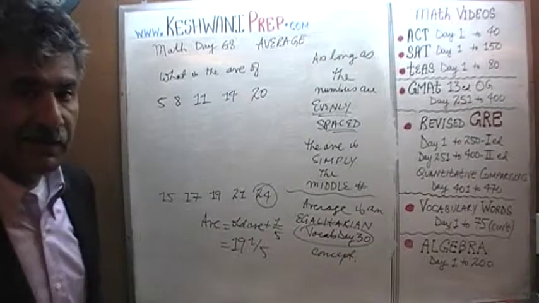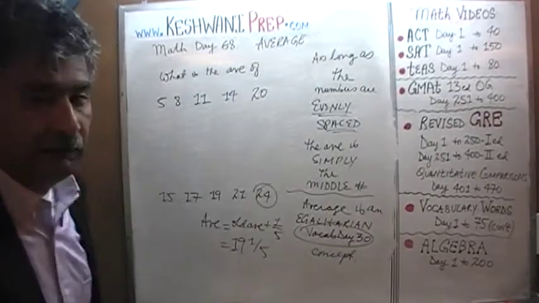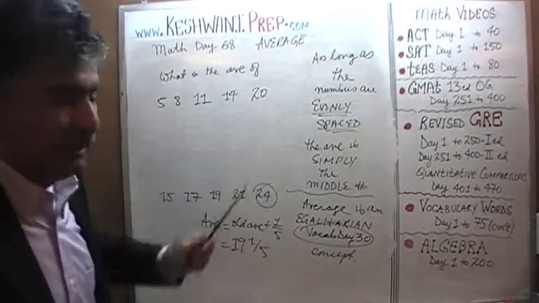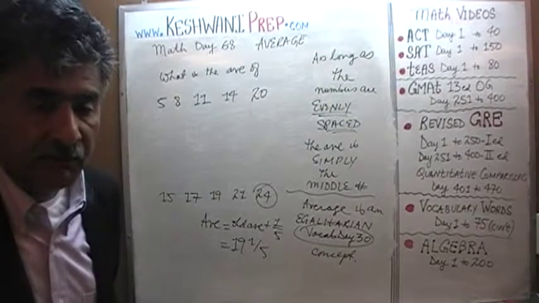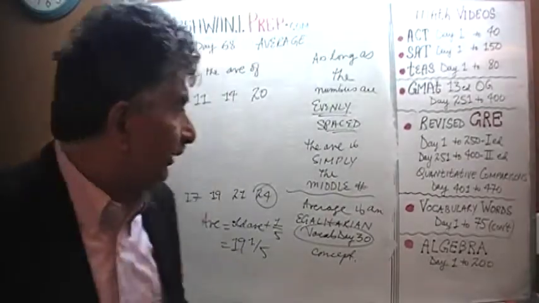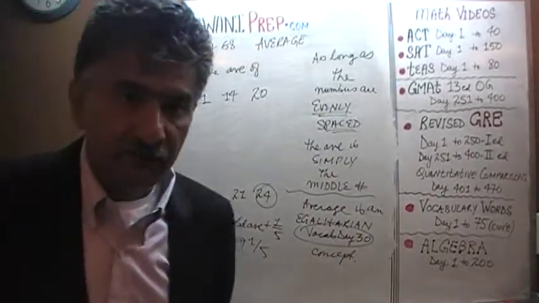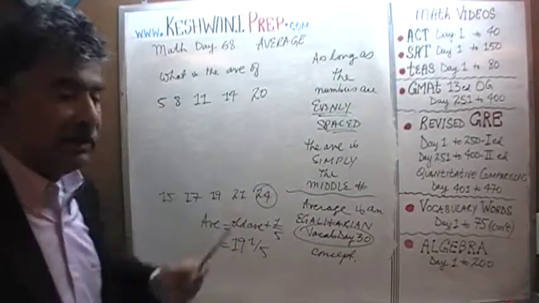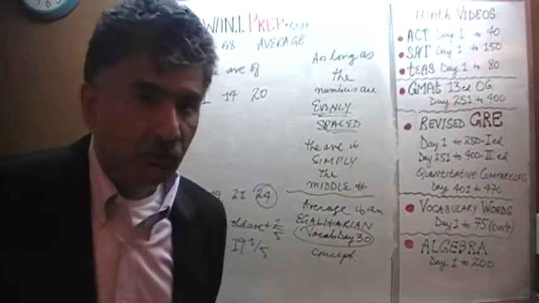Well, if we had a 17 here, they would have been evenly spaced. In that case, the average would have been 11. We just saw that a second ago. This is not 17. This is 3 more than 17. Don't make a fuss about it.